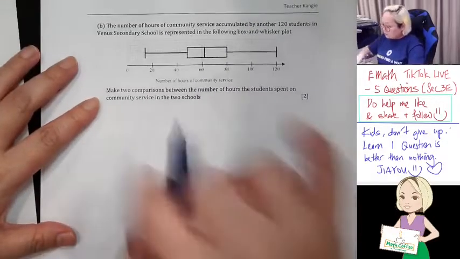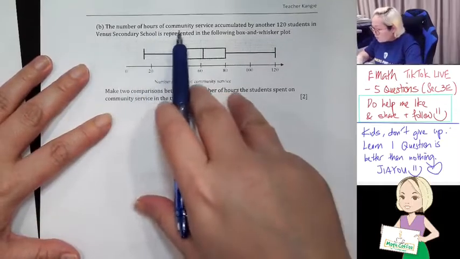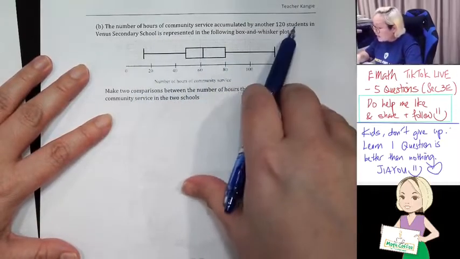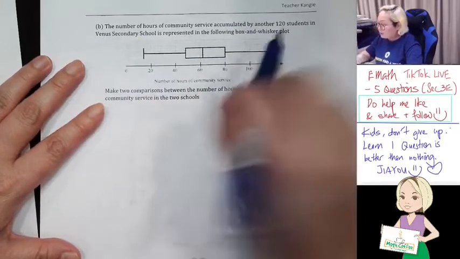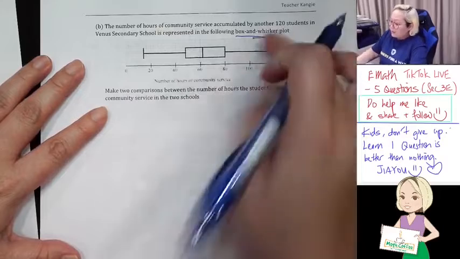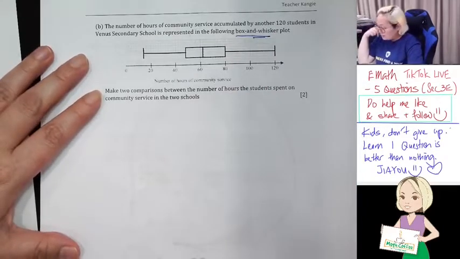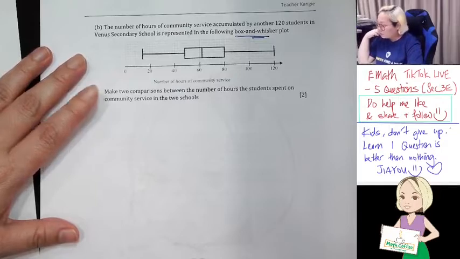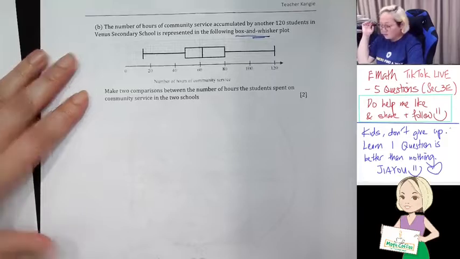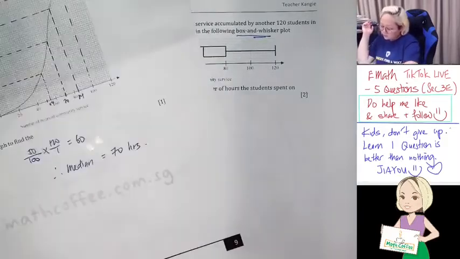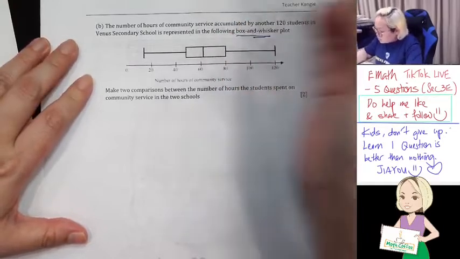Okay, the last one. The number of hours of community service accumulated by another 120 students in another secondary school is represented by this box and whisker diagram. This is another form of data presentation. They say make 2 comparisons between the number of hours the students spend on community service in the 2 schools. Let's see. Just now the median was 70. This one, the median is this middle line over here. So let me just highlight.